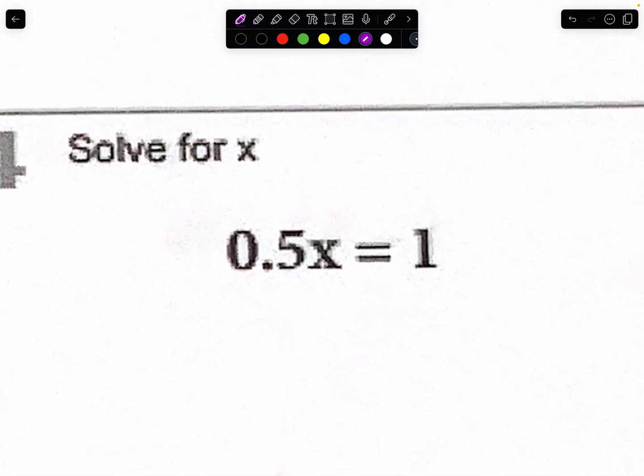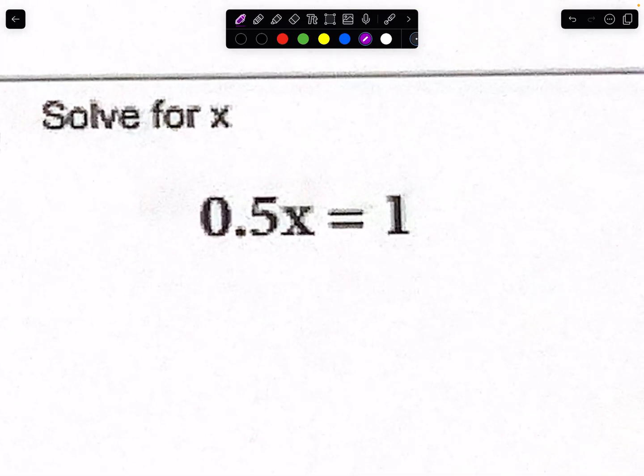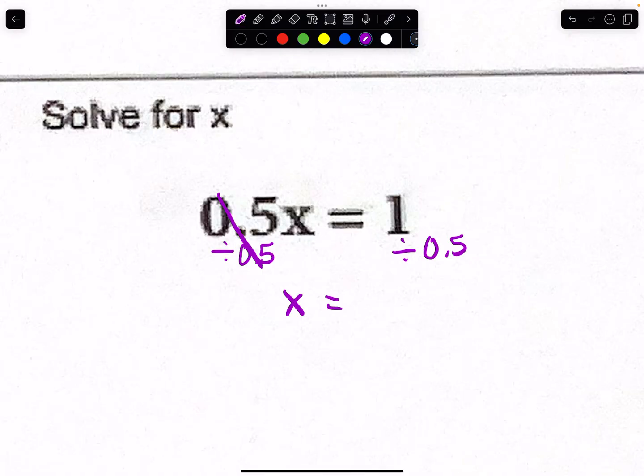Okay, let's look at this one right here. So this is half of x equals 1. So we're going to divide both sides by 0.5. If you have a calculator, that's great. If you don't have a calculator, it's a little awkward. So 0.5 divided by 0.5 is 1. X divided by 1/2 is going to be interesting. So that means we would write it like this.